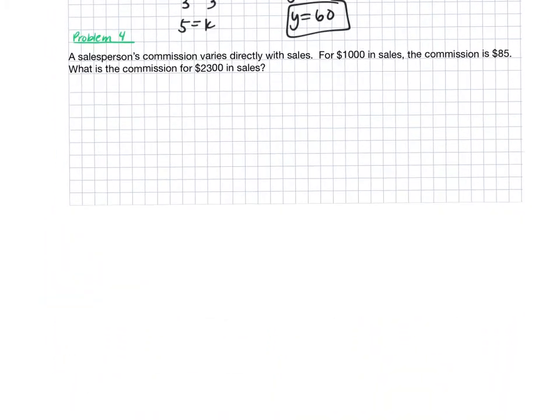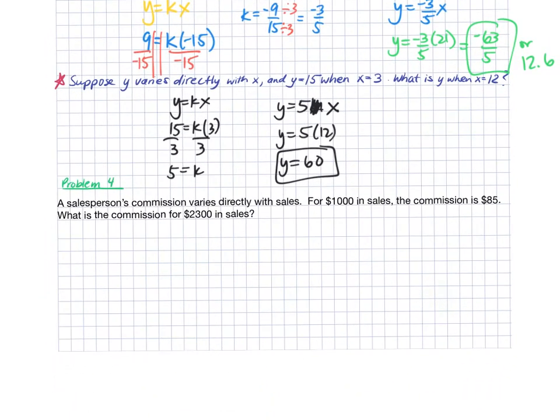Okay, and then this word problem is saying a salesperson's commission varies directly with sales. So in this case, again, this is y varies directly with x. So in this case, a salesperson's commission, that's our y, varies directly with sales. So that is our x. So we can say y equals k times x, where commission is y and sales is x.